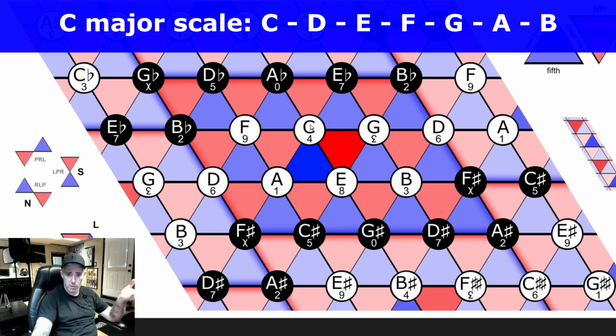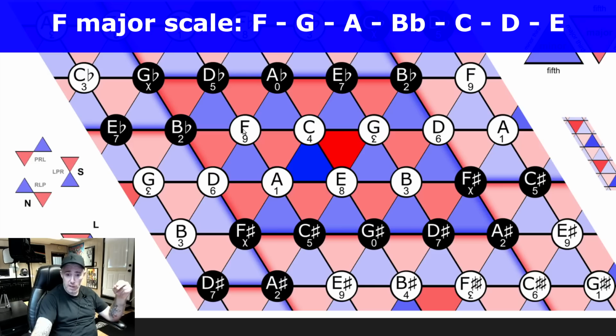1, 2, 3, 4, 5, 6, 7. Put them in alphabetical order. That's your C major scale. So that's going to give you your answer for any major scale in question. What are the notes of the F major scale? Okay, so there's your note F. Start there. 1, 2, 3, 4, 5, 6, 7. Put those in alphabetical order. There's your F major scale. It's going to work for any major scale on any starting point.